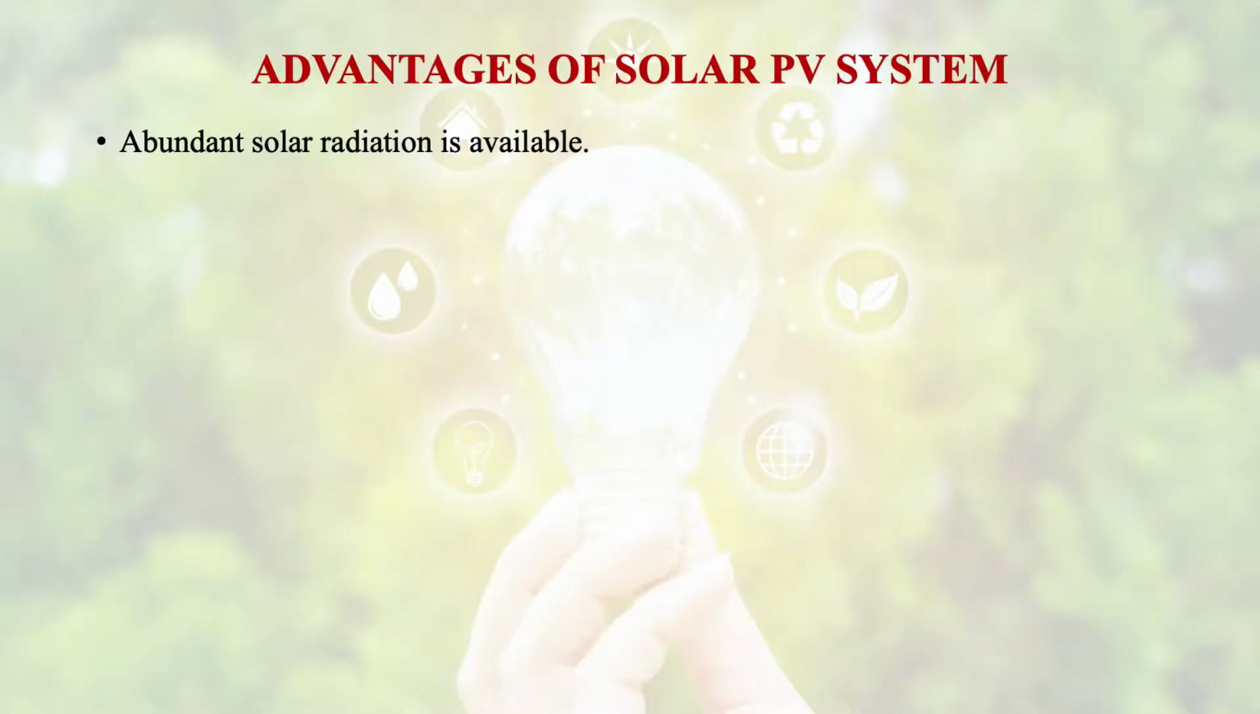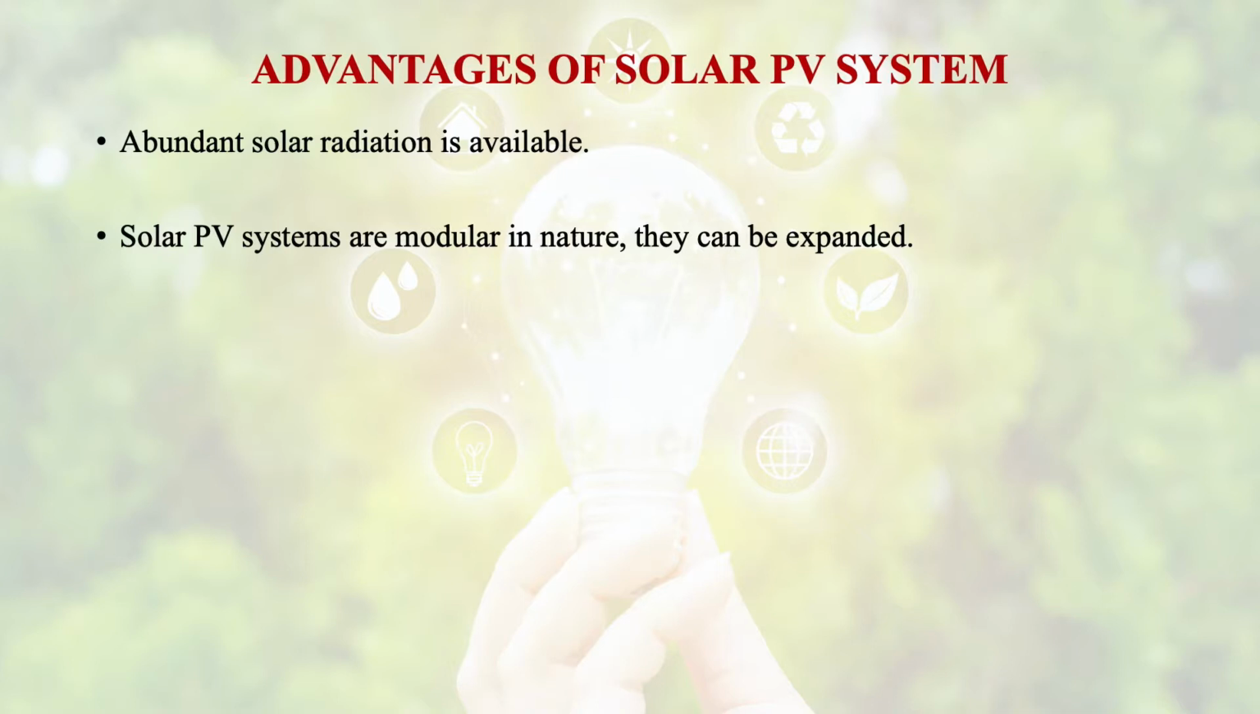You know that abundant solar radiation is available in most parts of India, and hence a solar PV system can be used anywhere in the country. This is one advantage. And solar PV systems are modular in nature, and hence they can be expanded. Suppose you make a small solar plant. If you would like to increase that plant, because it is modular in nature, you can increase the capacity of that plant.